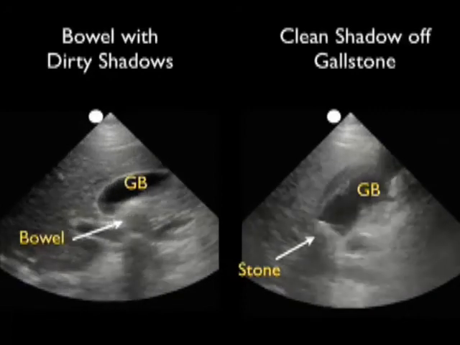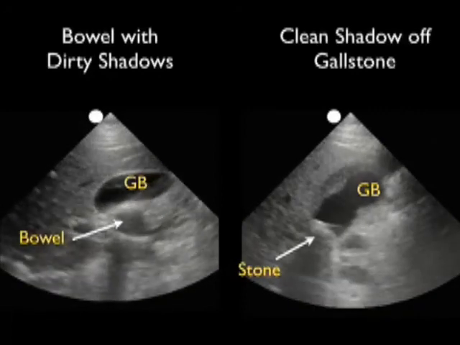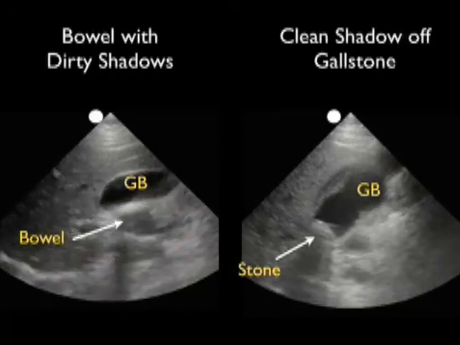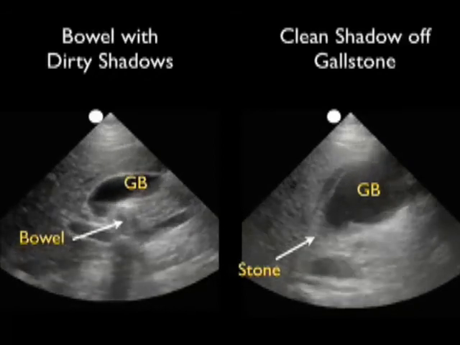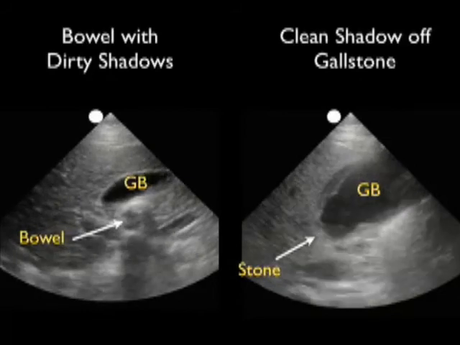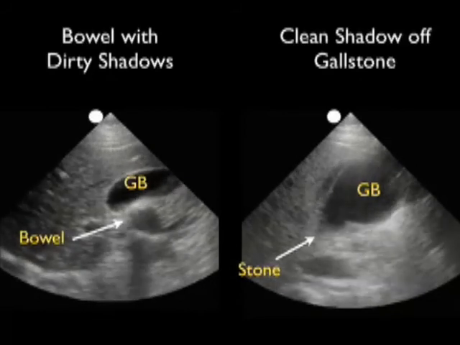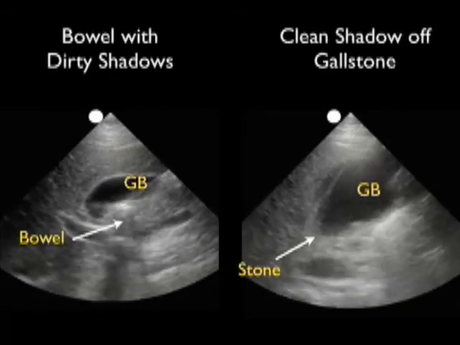Also, let's look at the shadows that come off the back of the air-filled bowel. What we see is that there are dirty shadows, as I characterize, that are not completely dark as those that would be seen off of a gallstone. Notice that there's areas of white within the dark areas characterizing a dirty shadow.